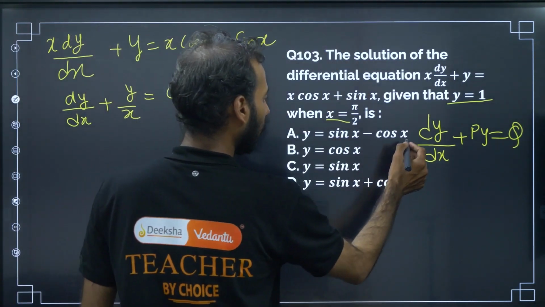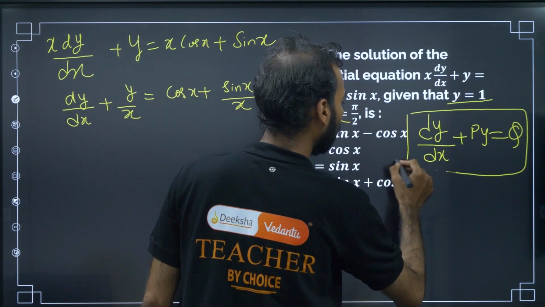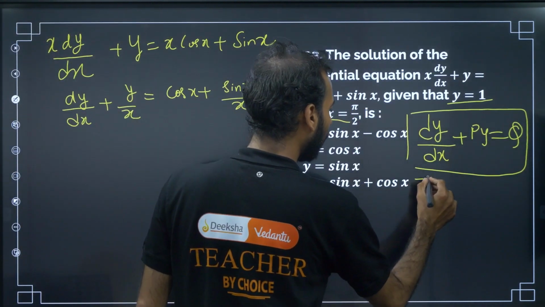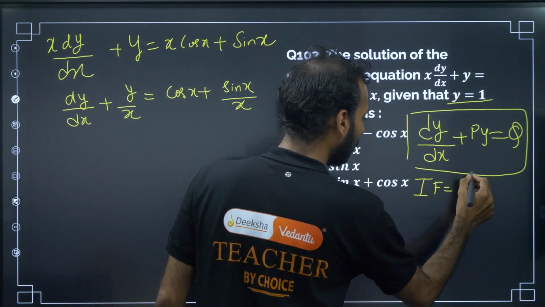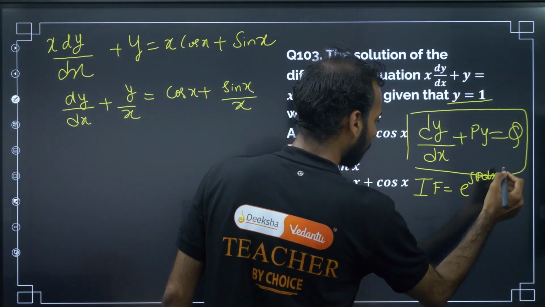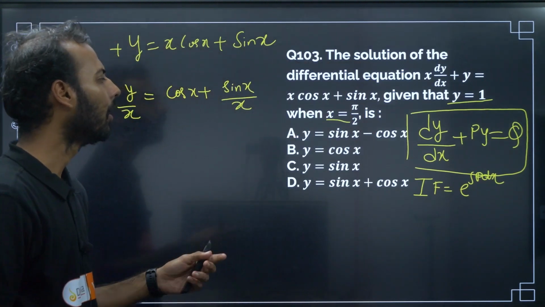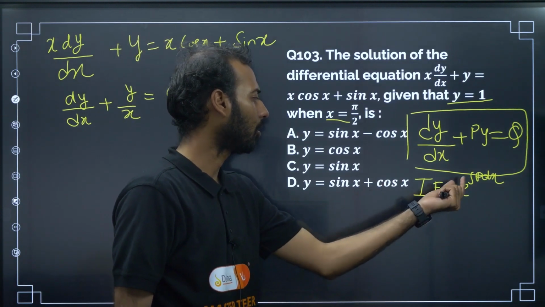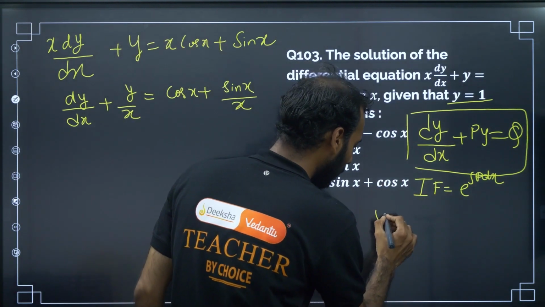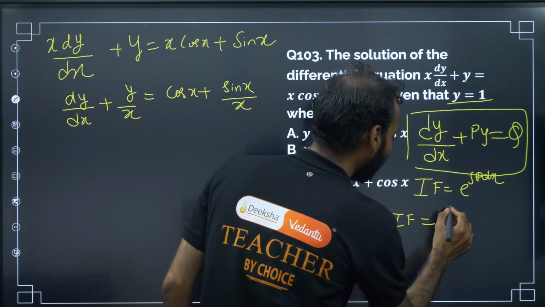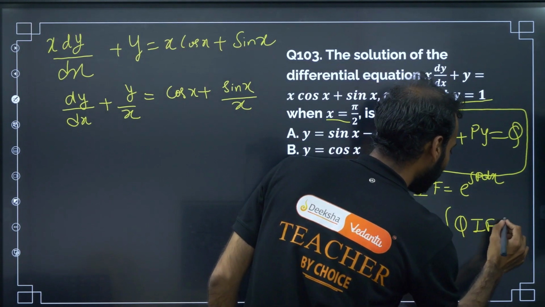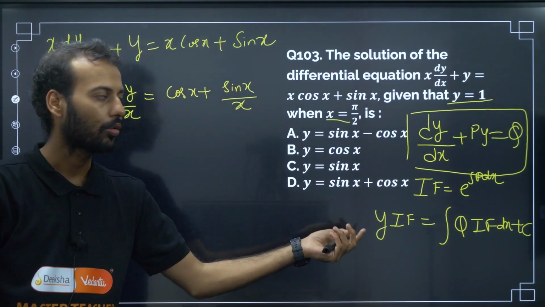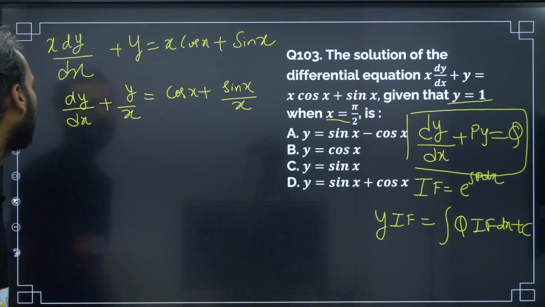Solution. Now whenever we have a linear differential equation in this form, dy by dx plus py is equal to q, first we find the integrating factor, IF, e raised to integral p dx. Integrating factor we have to find. Try to recall the algorithm for solving a linear differential equation. IF is equal to e raised to integration p dx. This is the first step. After that, y times IF is equal to integration q times IF dx plus c. That was the algorithm for solving a linear differential equation.